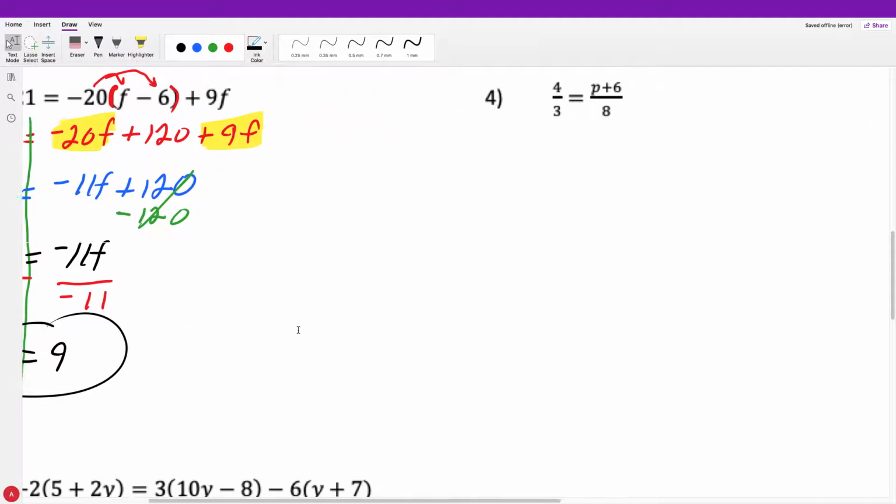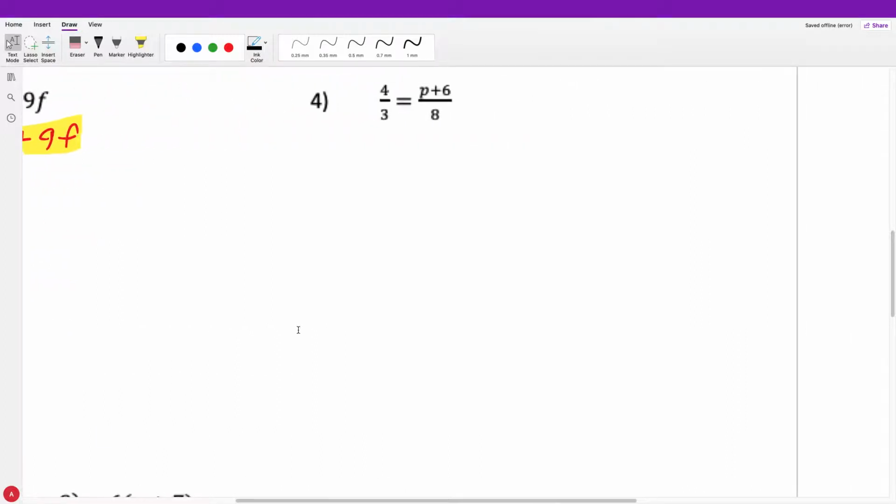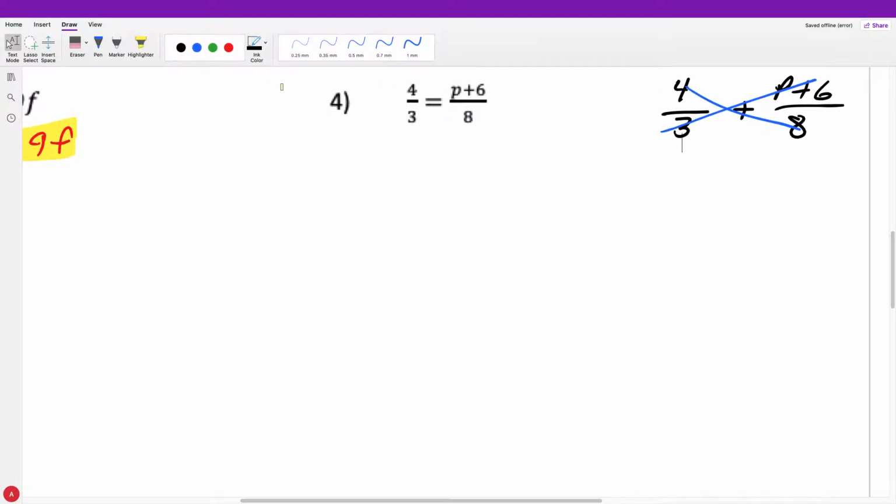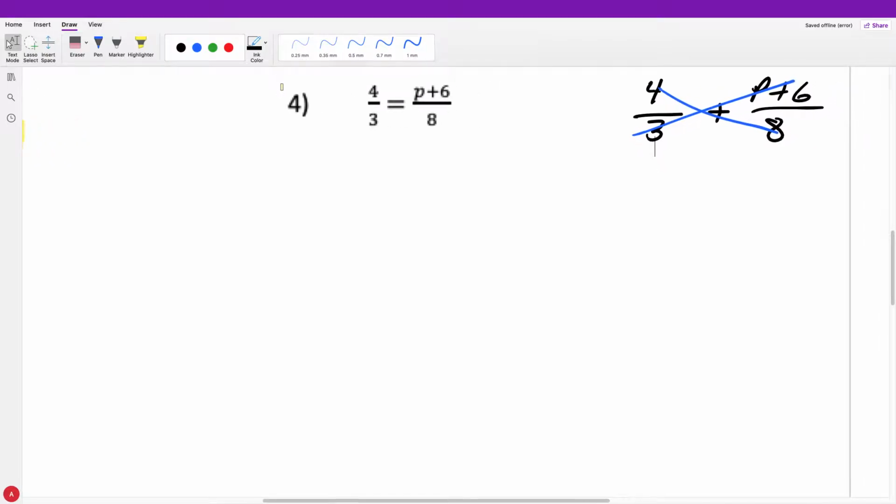All right, now let's go ahead and move on to the next problem. So for this problem here, a lot of you were trying to treat this like it was an addition problem, like 4/3 plus p plus 6 over 8, and you were trying to find common denominators. And you can still answer the question correctly by doing common denominators, but I'm going to show you a different method, which I think is a lot easier, more straightforward, and involves less thinking to get started.